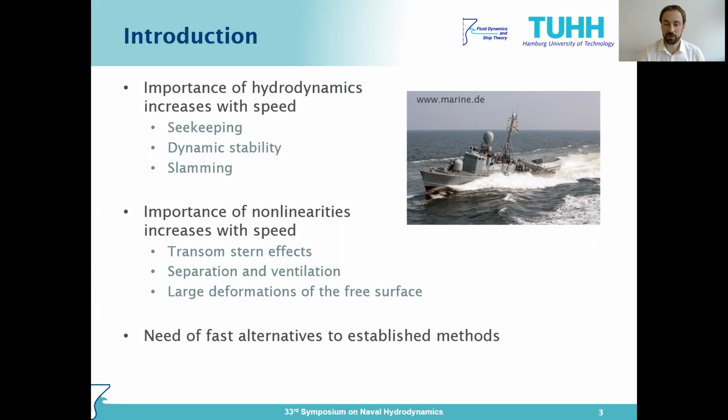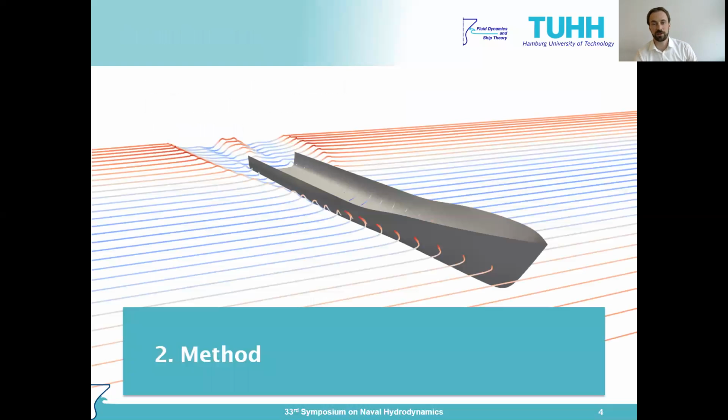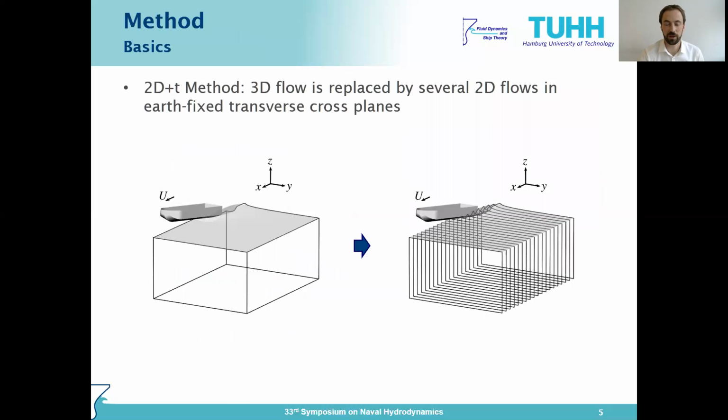While there are a variety of well-working methods available, we think that there's still a lack of suitable and efficient nonlinear methods for the computation of higher speed vessels. And therefore, in this paper, we describe such a method and show that generally favorable results may be obtained when computing the motions of fast ships in waves. Before presenting the results, I will give a quick overview first of how the method works.